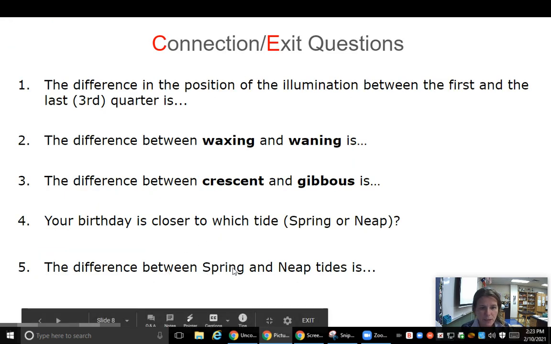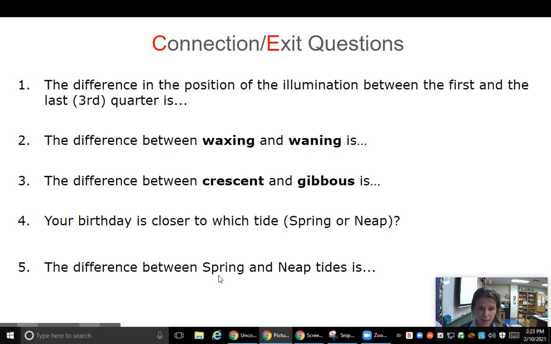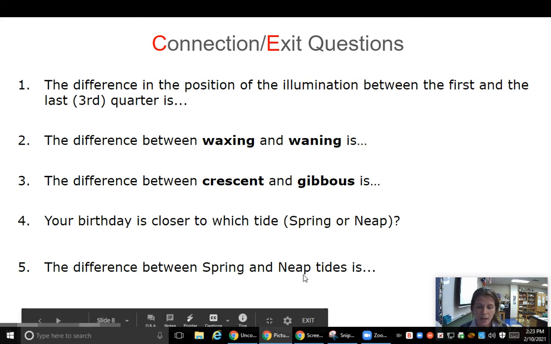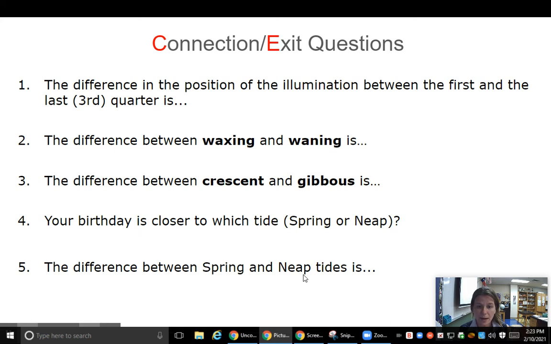And the difference between a spring tide and a neap tide: spring tide is when the moon and the earth and the sun are in a straight line, spring tide, straight line. That's where you have the greatest effect in tidal ranges. You're going to have 2 very high tides and 2 very low tides in a day. A neap tide happens when the moon, the earth, and the sun are at a 90-degree angle. And there you have the least effect between tidal ranges. You can't really tell whether it's high tide or low tide.